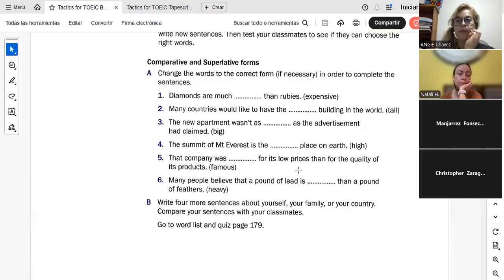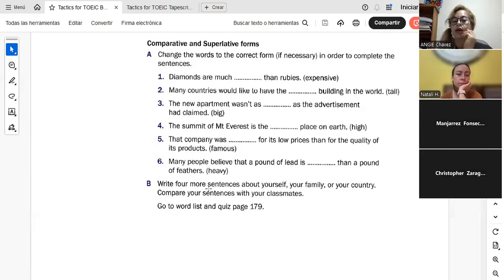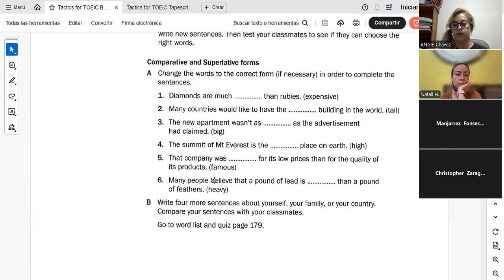Okay. So it says 4 more sentences, but I will ask you for 2 sentences about yourselves, your family, your country, your hometown, right? Your sleeping hours, right?